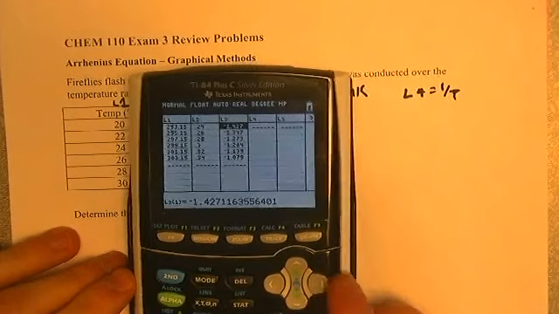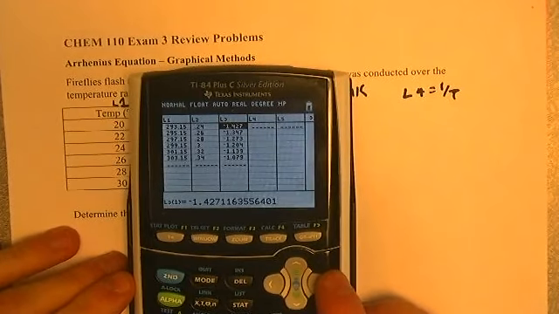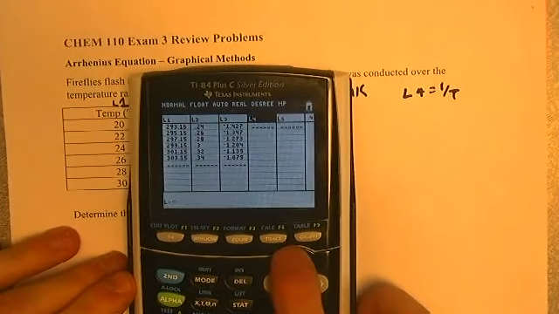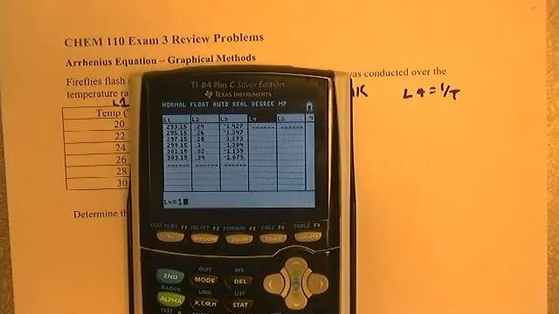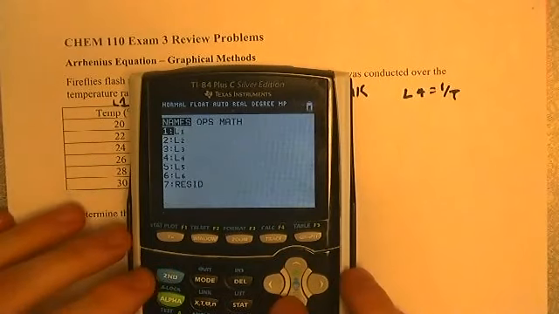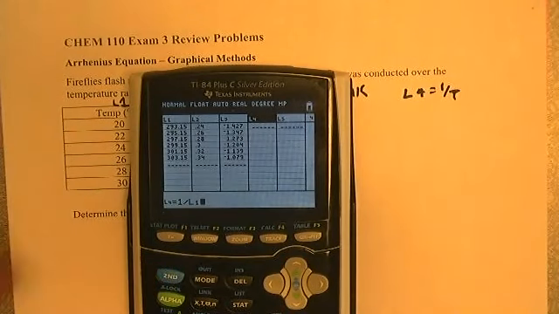You should all get negative values, because the natural log of a number less than one is going to be negative. And then list 4 we know is 1 over temperature. So I'm going to press enter and do 1 divided by L1, because L1 is our temperature in Kelvin.